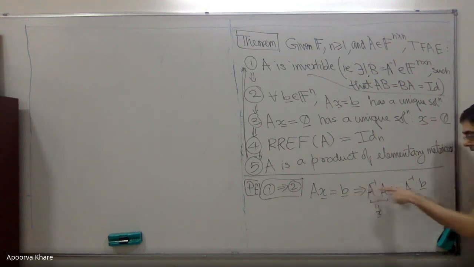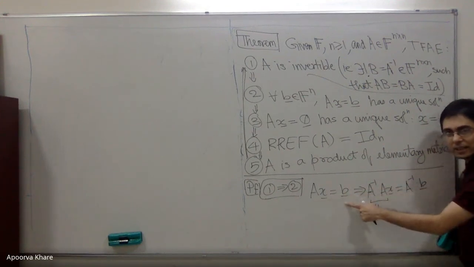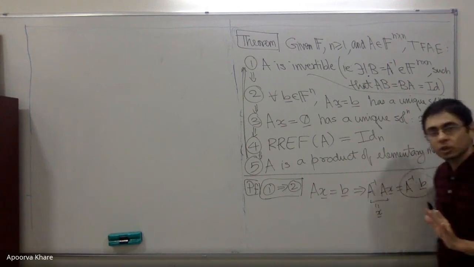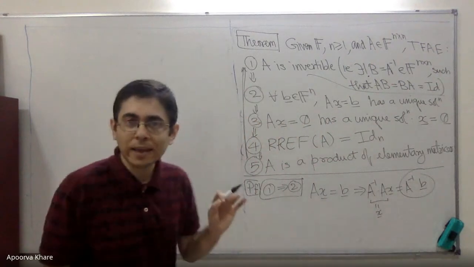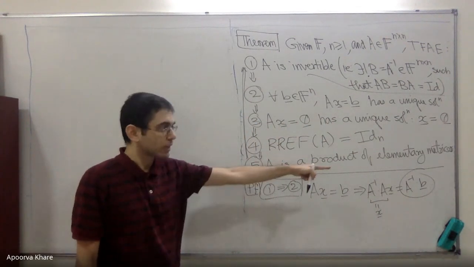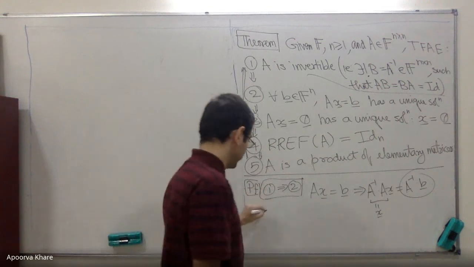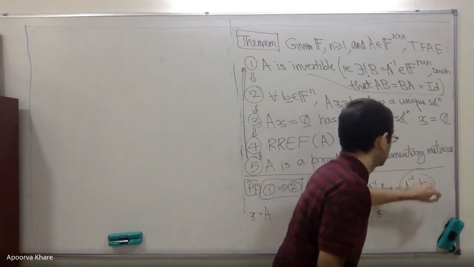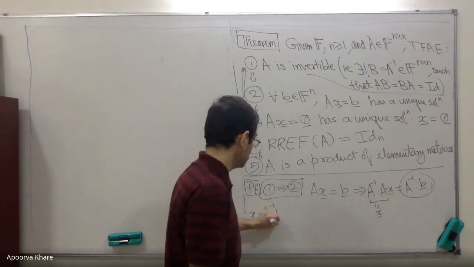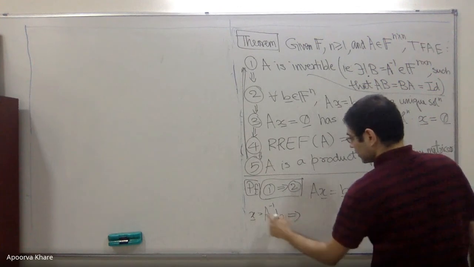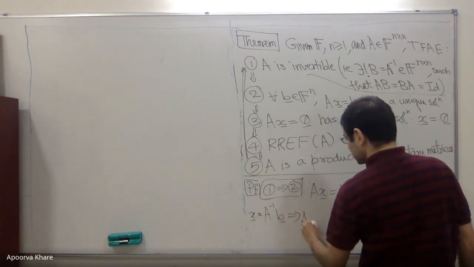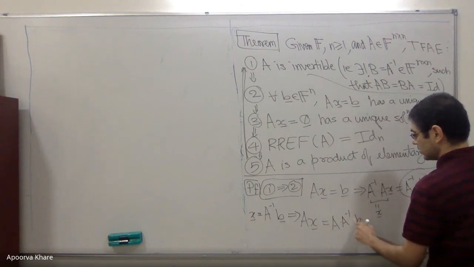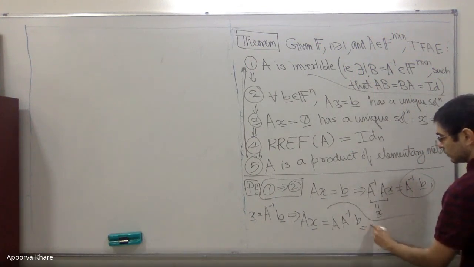So clearly, if it is to be the case that Ax equals B, then X must be equal to A inverse B. I'm not saying the solution is unique yet, but the solution is either unique or doesn't exist. So you have to check that this is a solution as well. And indeed, if X equals A inverse B, then Ax equals A times A inverse times B. But again, by associativity, this is equal to B.